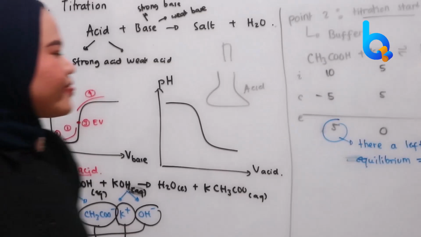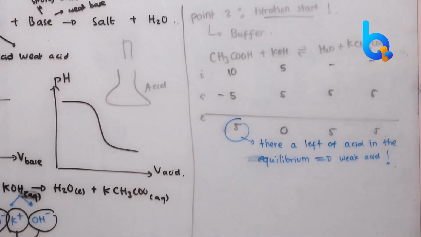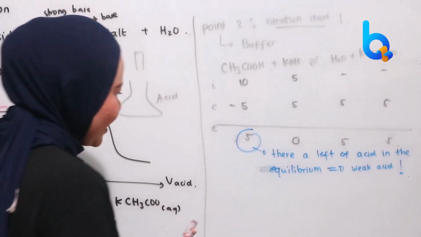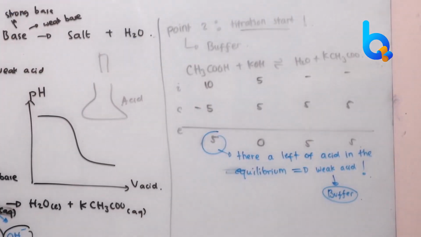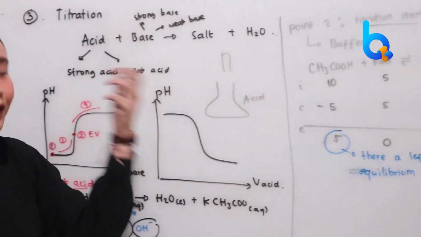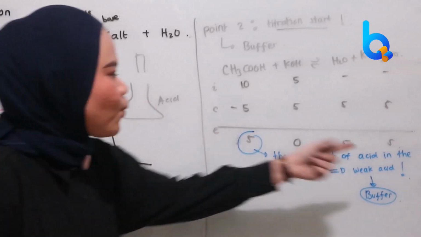The key is that there is a leftover of acid or base. We can do it for both of them, but the properties have to be weak. Because of a weak acid or weak base, we can use this as a buffer. So there is probably another question: if this part is not a weak acid, but probably a strong acid or strong base, it would be different. So a buffer has to have a weak acid or weak base.